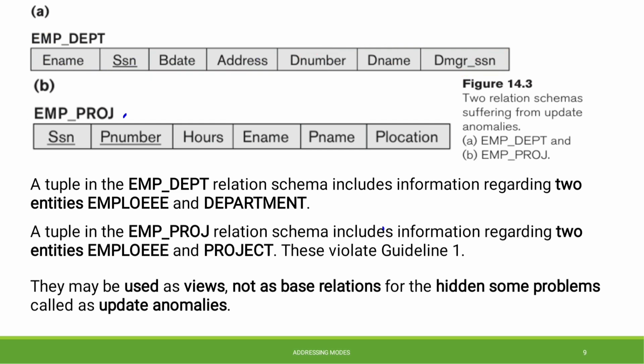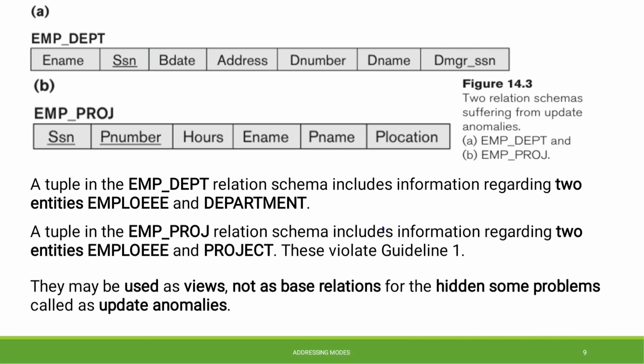Next, if you consider the second relation schema, EMP_PROJ, it is mixing the attributes of two entity types, that is, employee and project. SSN and ename attributes belong to the employee entity type. The SSN attribute indicates the social security number of an employee, and ename indicates the name of that employee. P number, P name, P location, and hours, these four attributes belong to the project entity type.